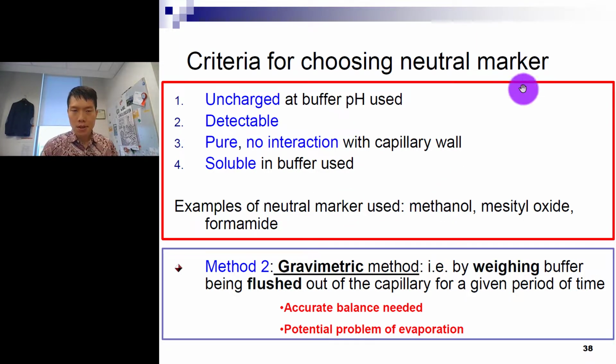Now the second method is the gravimetric method. Gravimetry, you know, is about mass. So we will first weigh the buffer that's being flushed out of the capillary for a given period of time, and then we measure the amount of this buffer. But this is not very good because buffer, as you know, is a solution, it's a liquid. So there might be some evaporation that we are not aware of, or temperature change due to the joule heating. It might not be so accurate. But we can do it if you want to. Just that compared to the first case, it is not so reproducible and accurate.